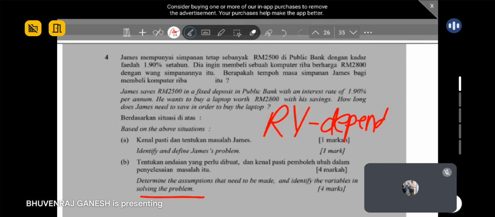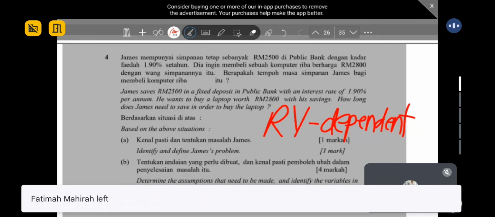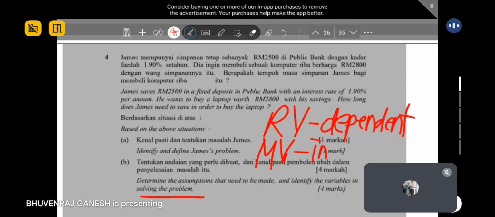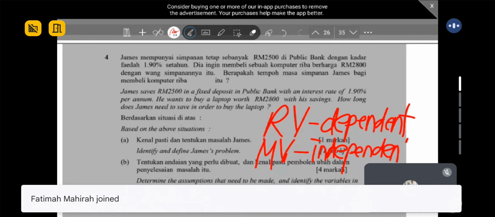Okay, always remember RV is known as dependent variable. Pemboleh ubah bergerak balas tu adalah pemboleh ubah bersandar. Itu key point kat sini. Okay, so that means MV is what? MV is your independent variable. Pemboleh ubah tidak bersandar adalah pemboleh ubah dimanipulasi kamu.